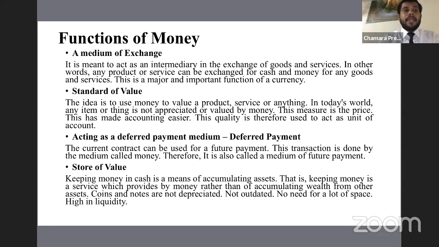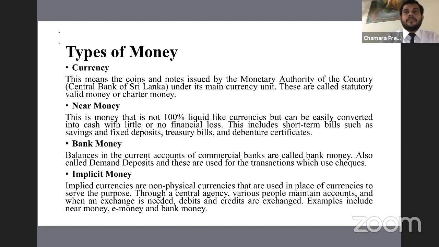So these are the main functions of money. One is medium of exchange, and standard of value we can use to measure monetary value, and you can use it for future payments, and also you can use it to store value, accumulating your assets. Okay, so then we are going to talk about types of money.